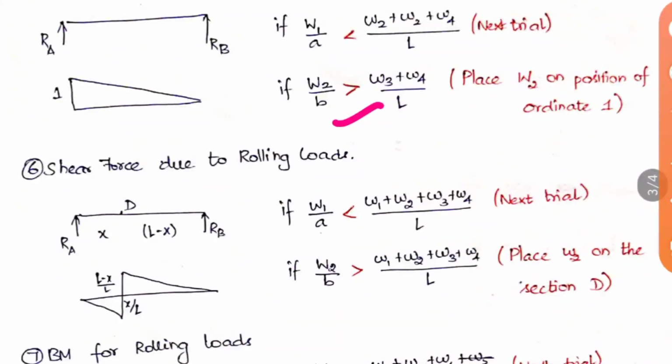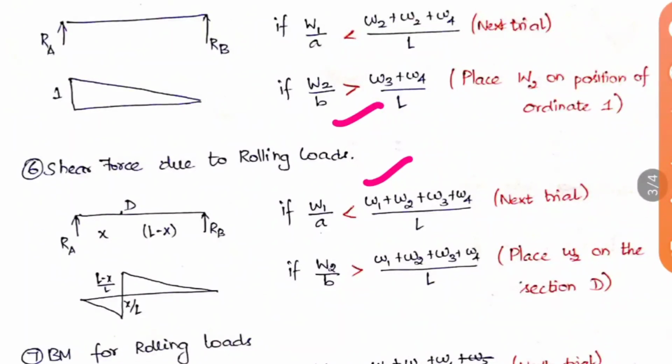So now let us see the same thing for the shear force. The formula and the concept are somewhat similar, but there is a minute difference here, so just note that. Here you will have W1 by A, which is less than W1 plus W2 plus W3 plus W4 by L. So you are adding W1 also. When this is the case, it means that W1 should not be placed at the section.